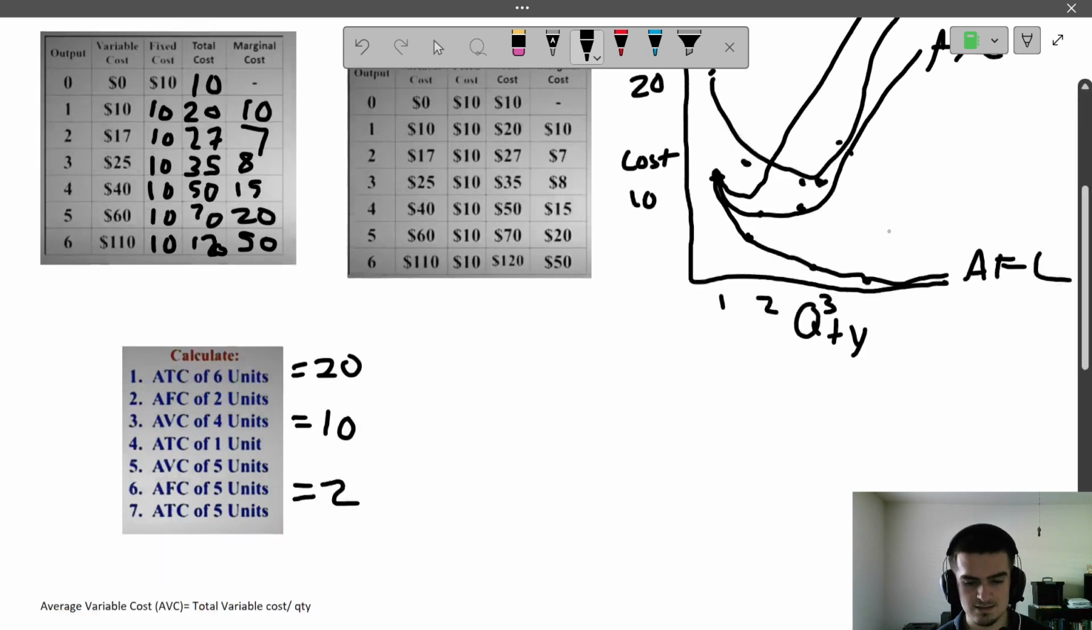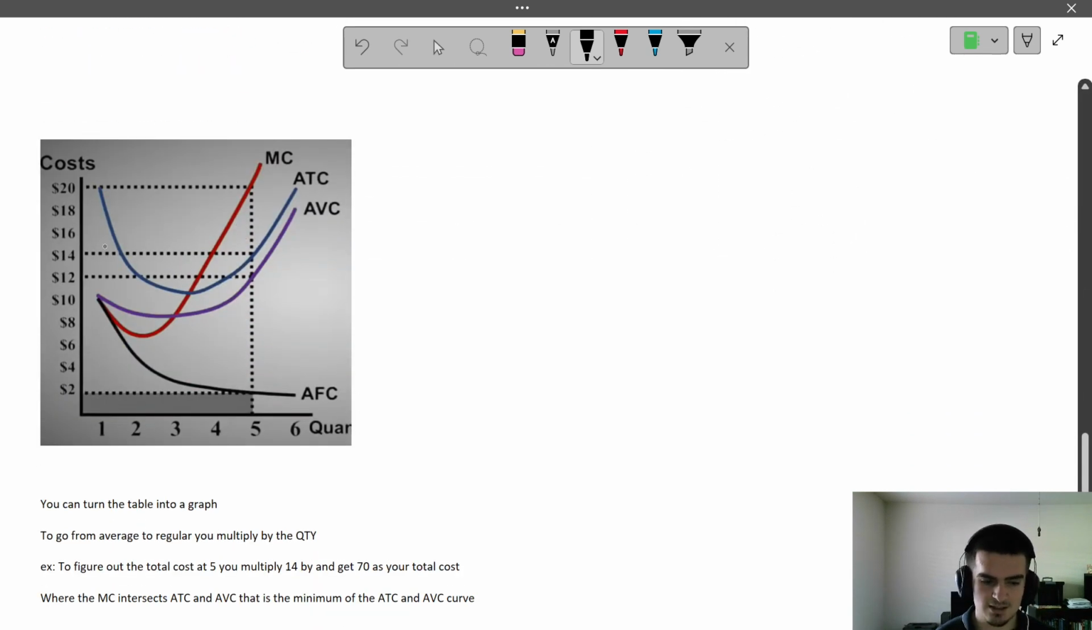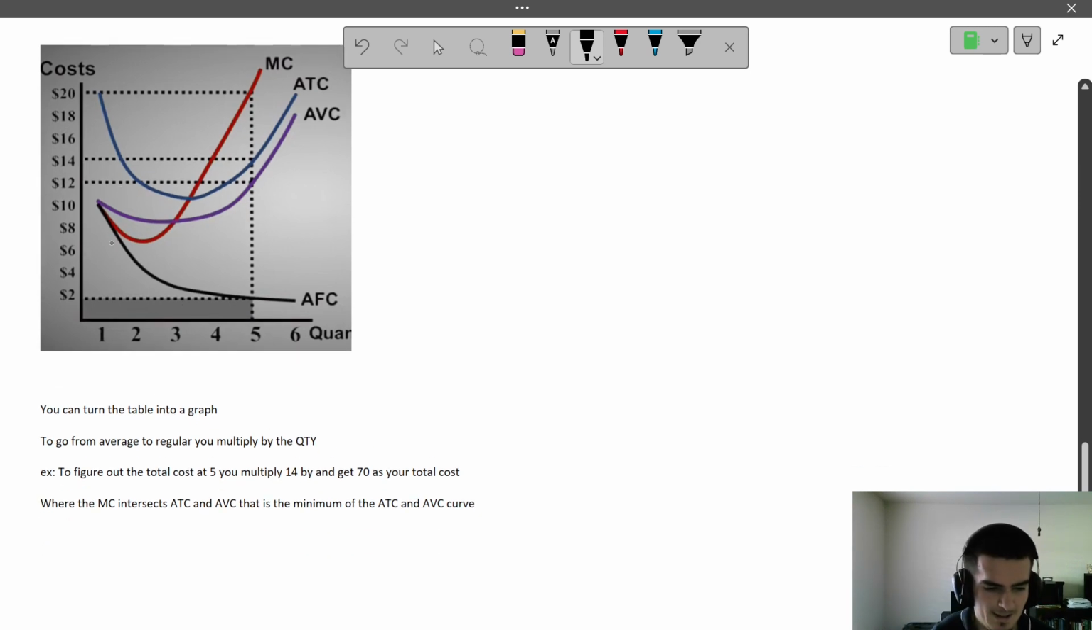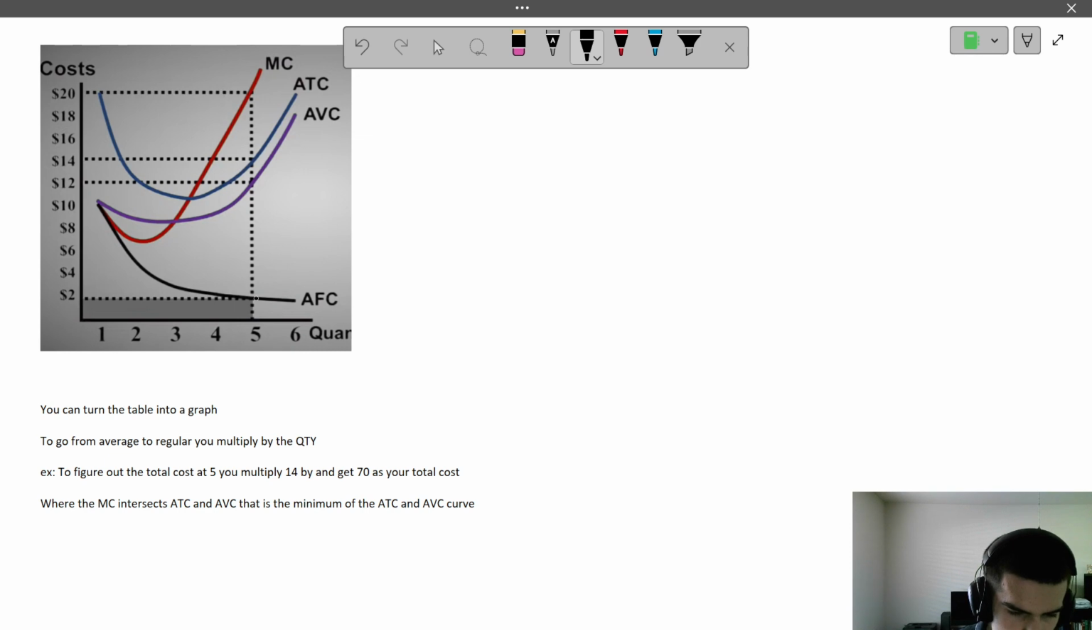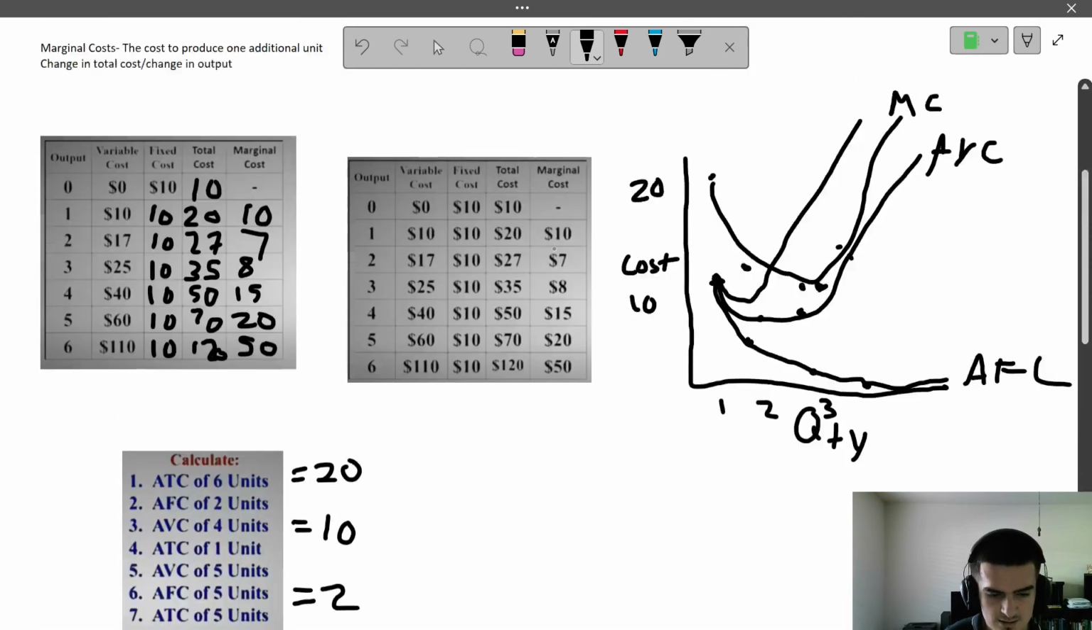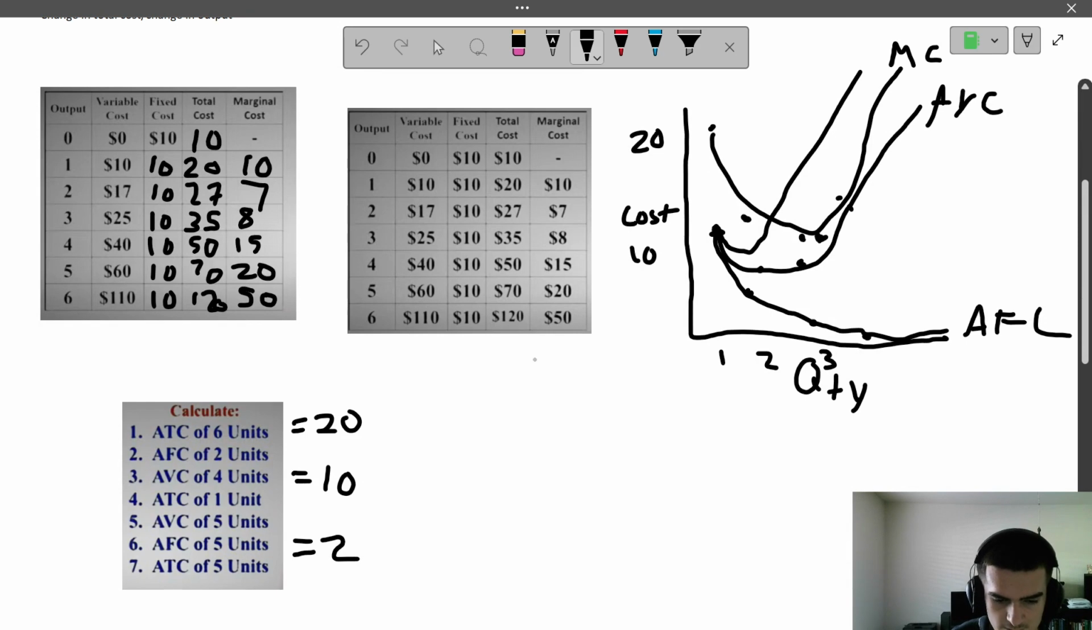This one's very messy. This is what it should look like. When you add your average variable cost and your average fixed cost, you should be able to get your average total cost. 10 plus 10, 20. 2 plus 12, 14. So you can see that you add it together. Your marginal cost is you graph, well, your marginal cost.